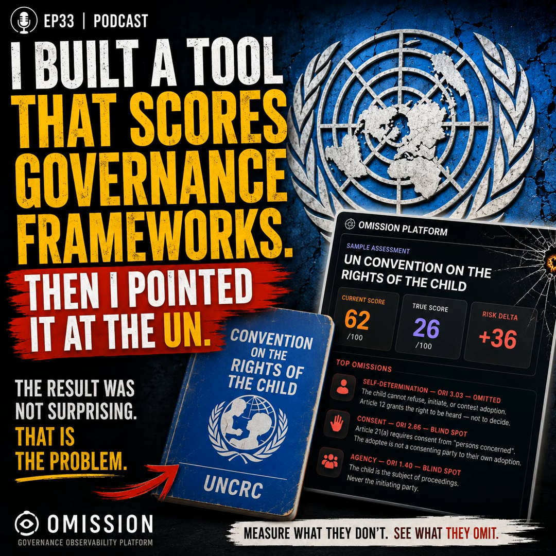62 means the convention is under pressure. Some harm is visible. 3 domains have collapsed to near zero visibility. The true exposure, if every right named in the document were also measured and enforced, is 26/100. The gap between 62 and 26 is what the convention has been unable to see about itself for 35 years. That gap has a shape.